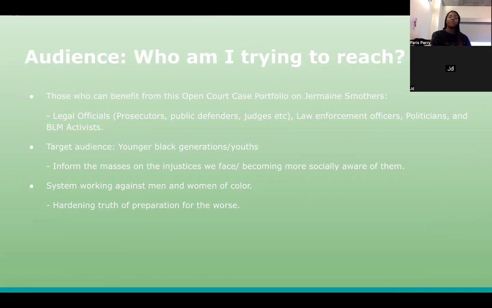This portfolio can be used to inform young Black generations on the many injustices that Black men and women face constantly, and becoming more aware of the faulty legal system is a must. Especially since you are a woman of color or a person of color, and the system is constantly working against you, you need to learn how to fight for your truth and fight for your innocence when you are believed to be innocent.